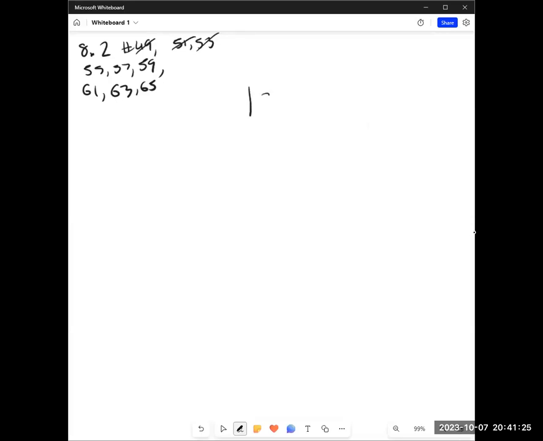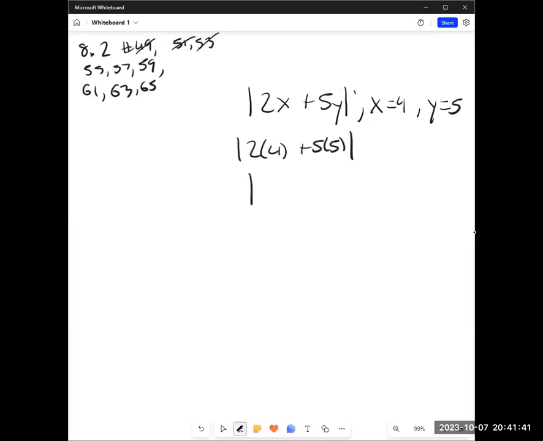Now we've got the absolute value of 2x plus 5y. We're going to let x equal 4, y equal to 5. So 2 times 4 plus 5 times 5. Inside of absolute value bars is the absolute value of 8 plus 25, which is the absolute value of 33, which is 33.